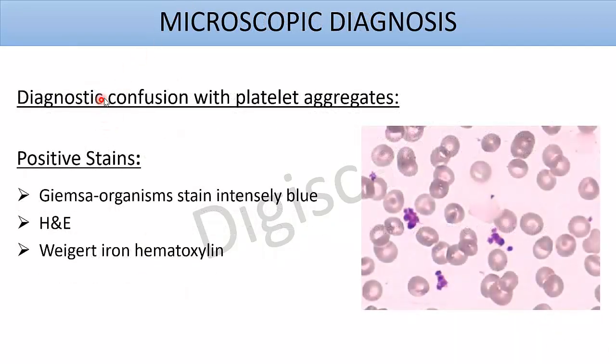Now, these LD bodies can sometimes be confused with platelet aggregates, but platelets are always extracellular and are mostly only found in clumps or aggregates. They also lack a kinetoplast when we see the structure on higher power. For LD bodies, the positive stains include GMSA, HNE, and Weigert's iron hematoxylin. On GMSA, the organism stains intensely blue.